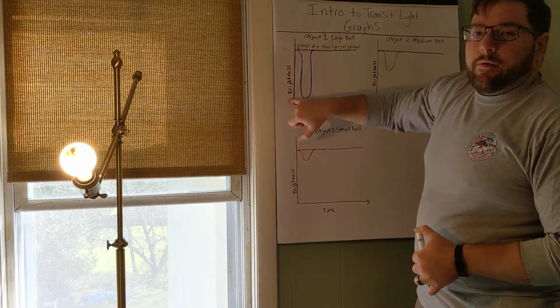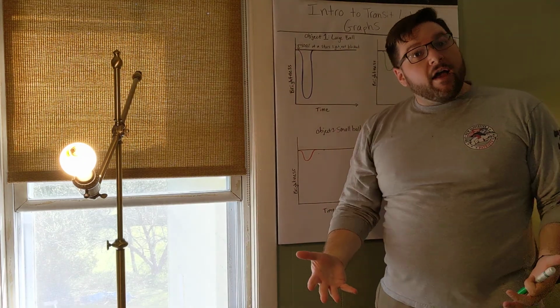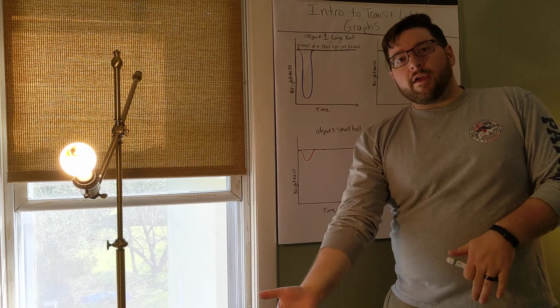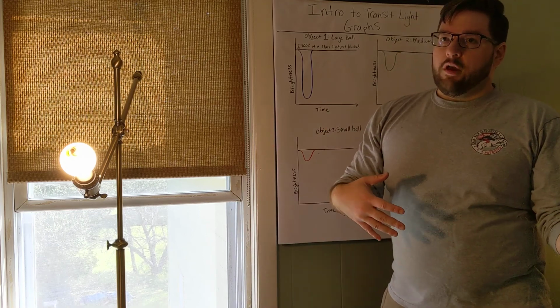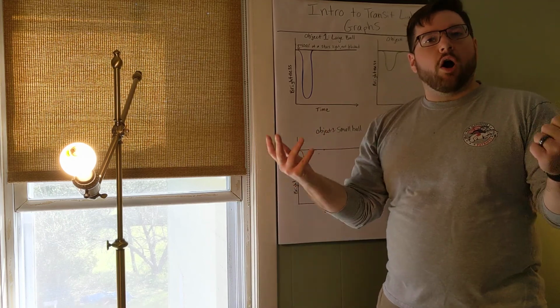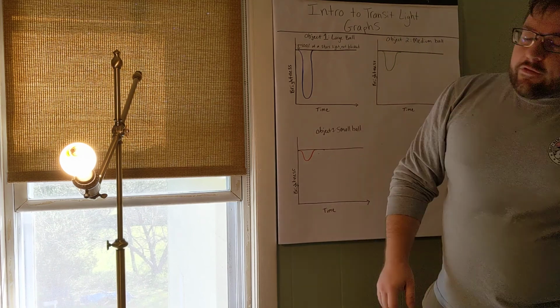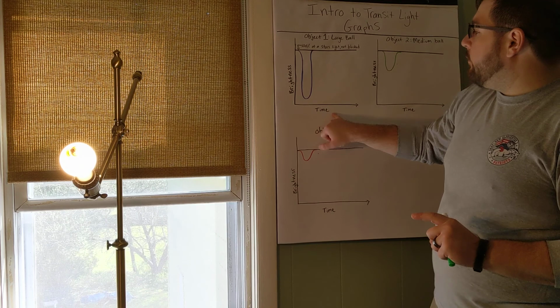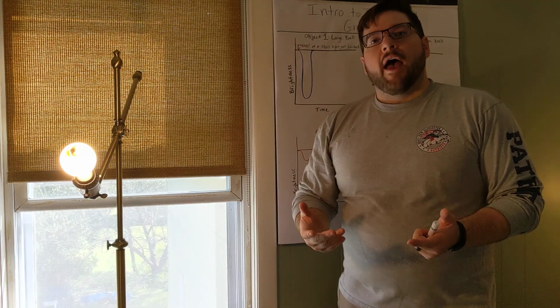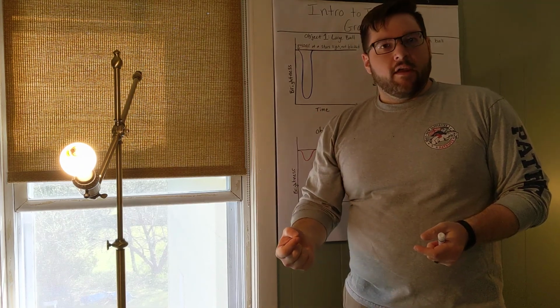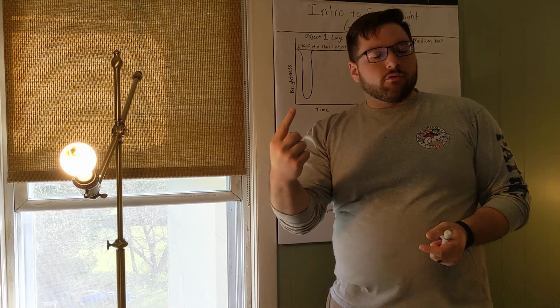So that's one variable, which is brightness, and that can tell us the size of the planet. If you block more light, that means you're a bigger planet. If you block less light, that means that you are a smaller planet. And the other variable we have here is time. How often is that planet getting around the star?